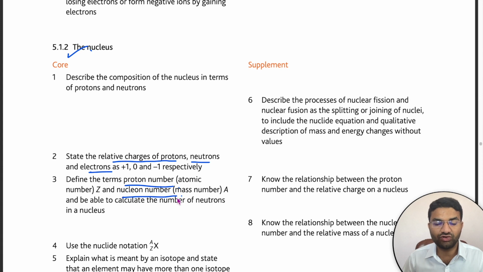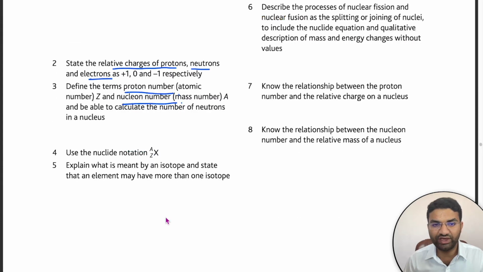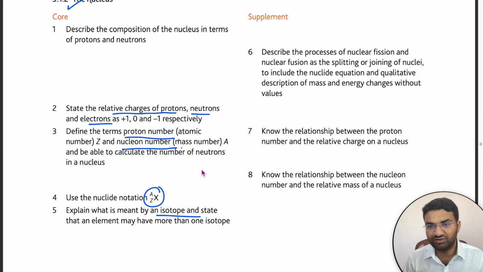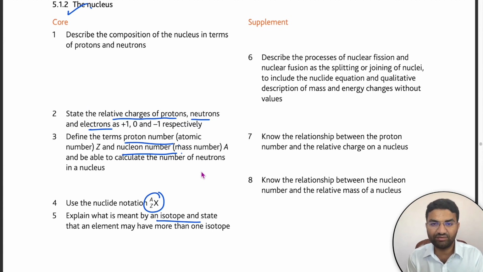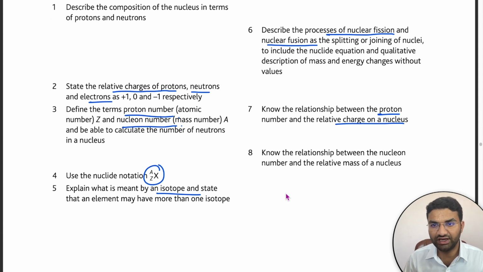We have to discuss what proton number and nucleon number are, and then how we can express a nuclide, right? And then isotopes, the concept related to isotopes and what the applications are. For extended students, you have to learn and understand the process of nuclear fusion and nuclear fission, then next the relation between the proton number and the charge on the nucleus.